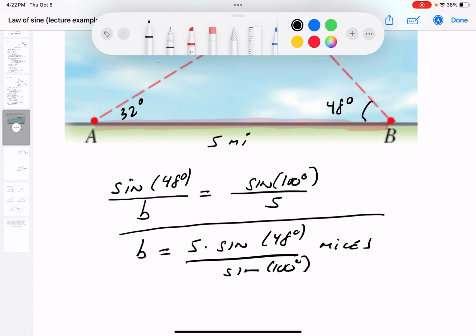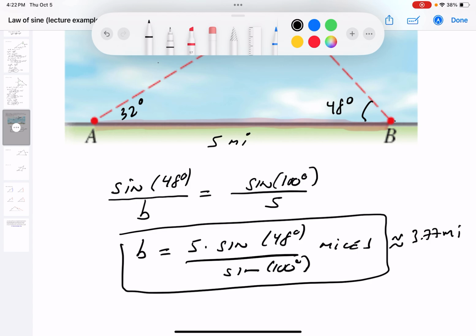Again, if this is my exam, this is what you'd put a box on. There's no calculators on my exam. However, I do want to recommend that you learn to use a calculator and be able to compute that. And I will show you how to do that in Sage, by the way. And this is approximately 3.77 miles. All right? So that one's done.